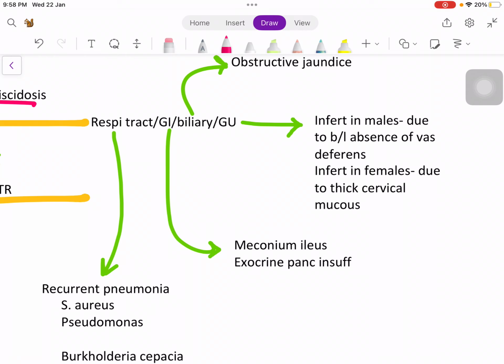these cystic fibrosis patients. Then the GI manifestations: because the secretions are thick, the stool cannot pass easily. So the meconium, which is the first stool, there is delay in passing the meconium. And then the pancreatic secretions are also thick, so the pancreatic secretions are not released into the intestine, so the fat is not absorbed and the fat soluble vitamins are not absorbed.